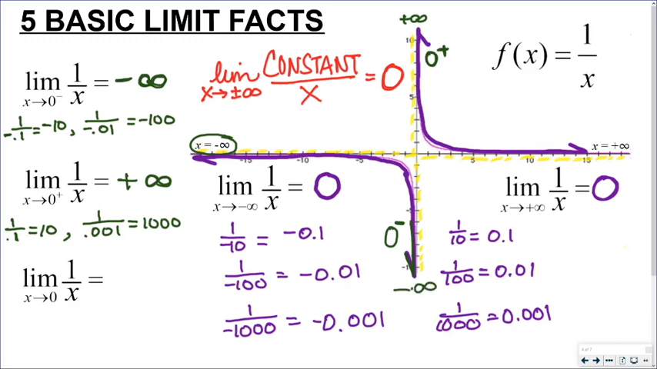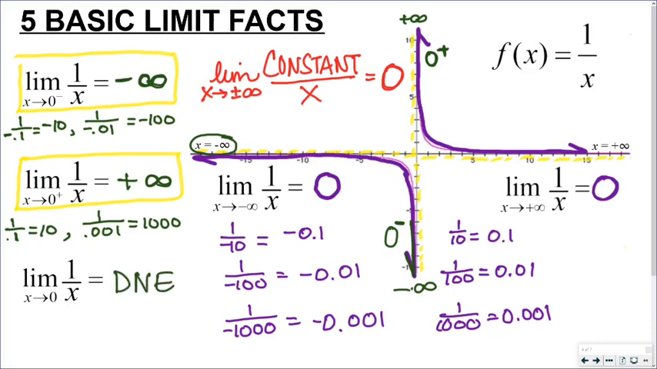Well, if the limit as x approaches 0 from the left is negative infinity, and the limit as x approaches 0 from the right is positive infinity, then it must be true that the limit as x approaches 0 does not exist, and that is because the left and right-hand limits are not equal. The left-hand limit is negative infinity, the right-hand limit is positive infinity, therefore the limit does not exist.